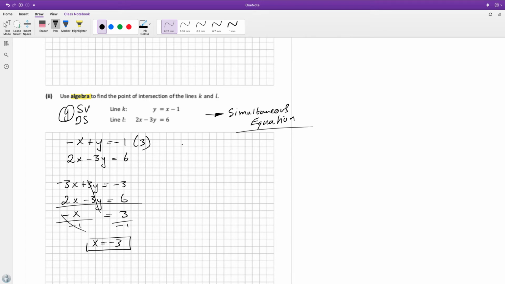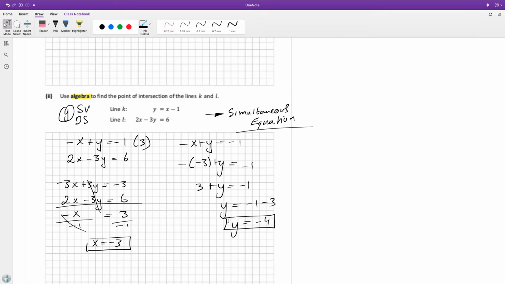Sub it back into our top line, which is minus x plus y is equal to minus 1. Minus minus 3 is plus 3, plus y is equal to minus 1. y is equal to minus 1 minus 3. y is equal to minus 4. That okay, guys?